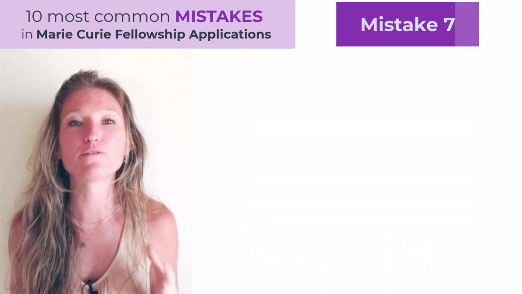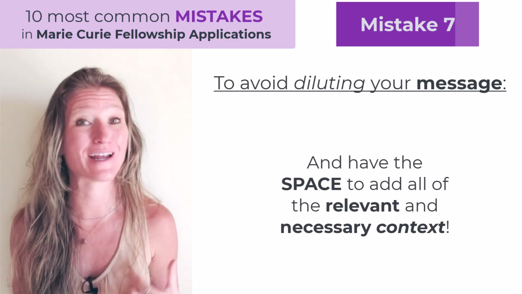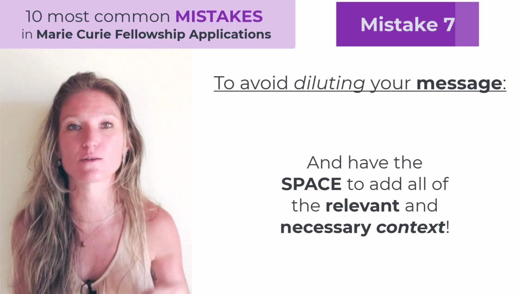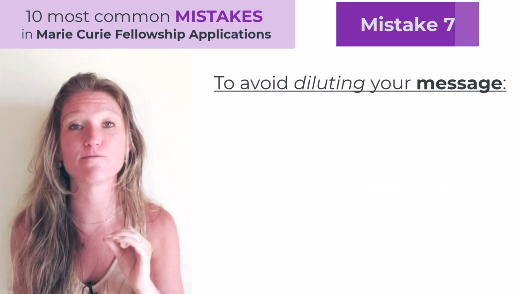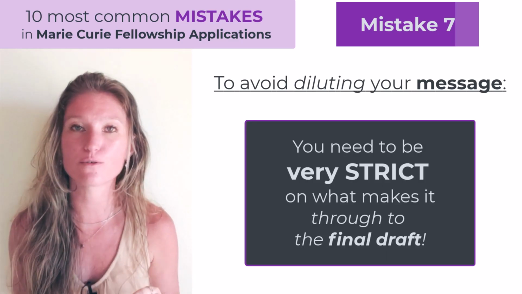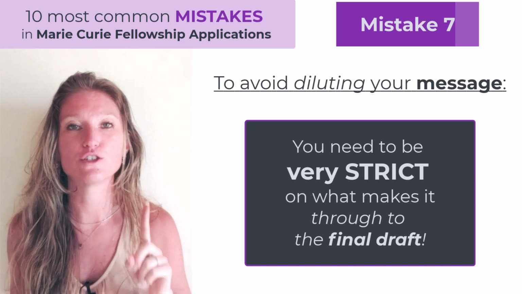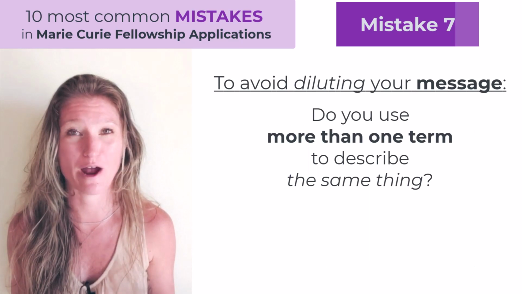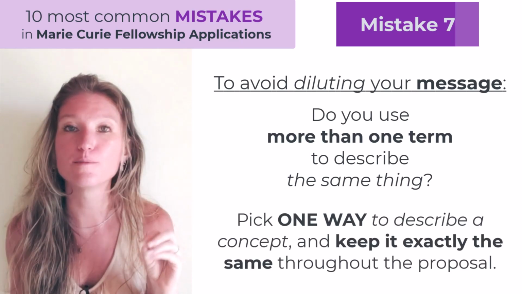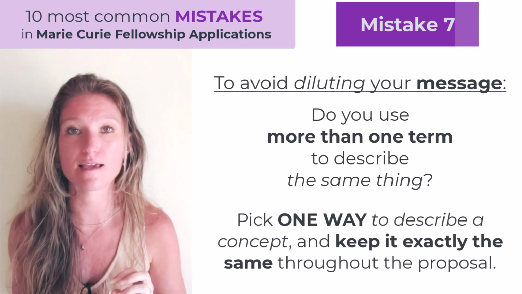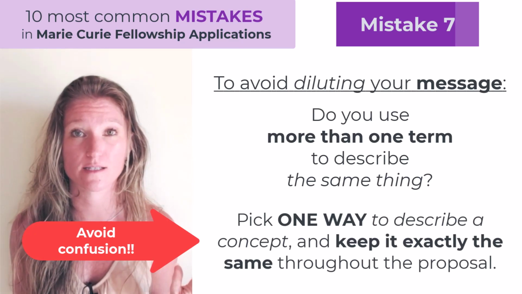So to avoid diluting your main message and to give yourself the space to include enough context and explanations, like we talked about in the previous point, you want to be exacting and very strict on what makes it through to the final cut. Specific things here that I want you to think about: do you need to use multiple terms to describe the same thing? Probably not. You want to pick one term to describe something and use it the same way every single time. Do not confuse the reader with more terms when it's not necessary.